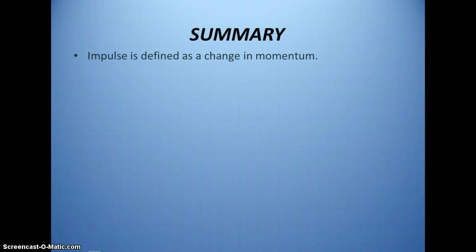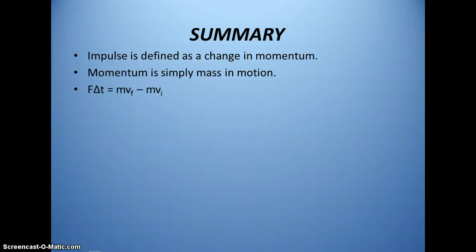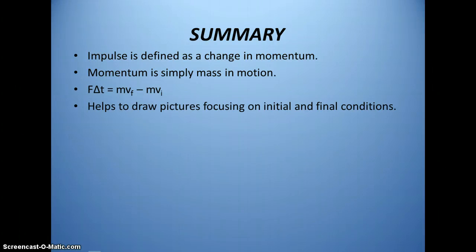Now, in summary, impulse is simply defined as a change in momentum. And remember, when you hear change in momentum, that's usually the right side of the equation, literally mv final minus mv initial, but sometimes you can use the left side of the equation as well, or both when solving a major problem. Momentum is simply mass in motion. It's m times v. Don't make it more complicated than it is. This is our new math rep for impulse, and it helps to draw pictures so you can focus on the initial and final conditions and help set up the problems.